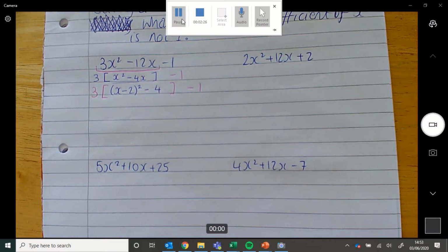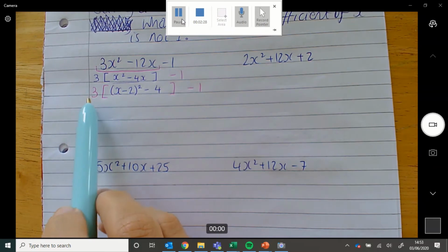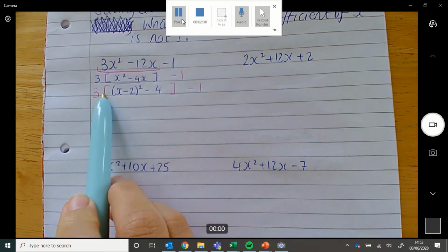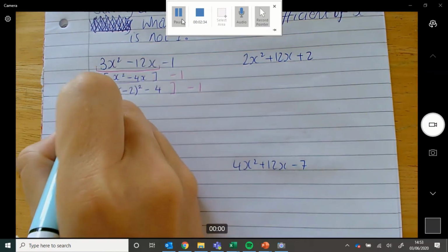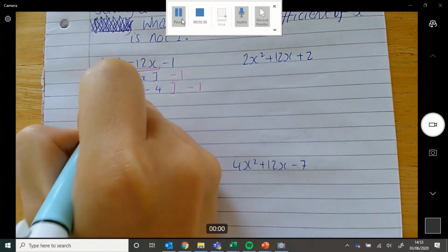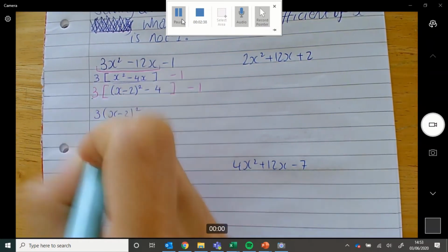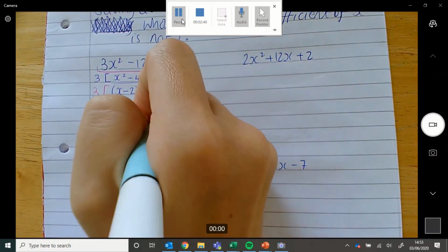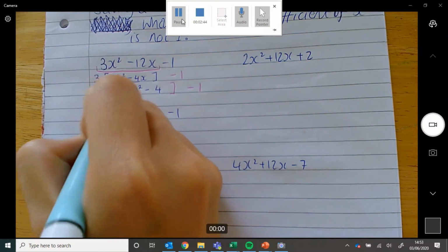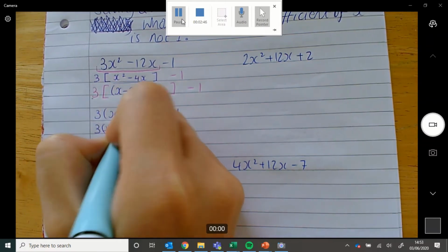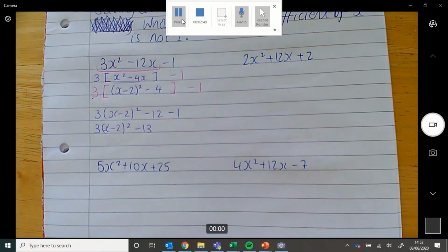So now I need to bring in all the things that I was previously ignoring. So I've got a 3 that's multiplying everything that I can see here, and I've still got that subtract 1 at the beginning. So I need to do 3 lots of this, 3 lots of this, and then I've still got that minus 1. That gives me 3 lots of x minus 2 squared minus 13.